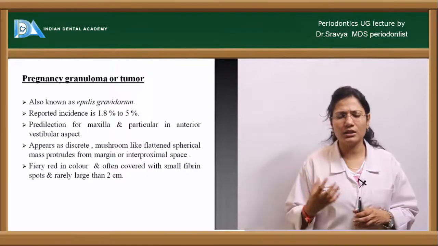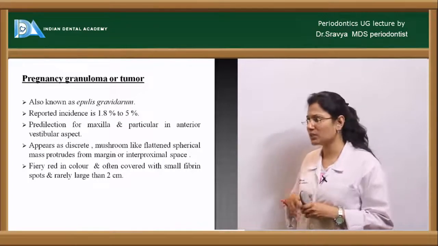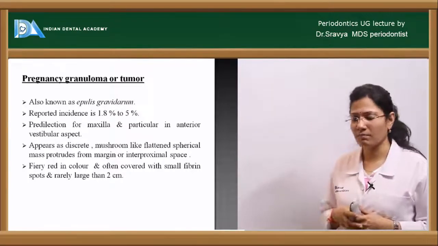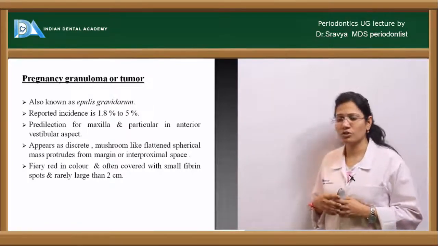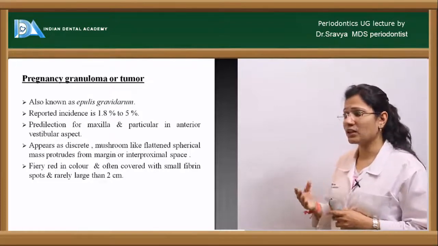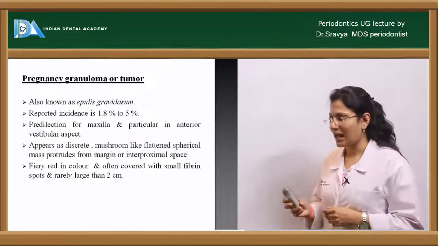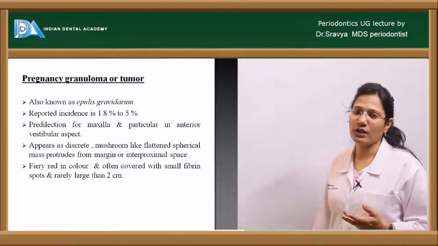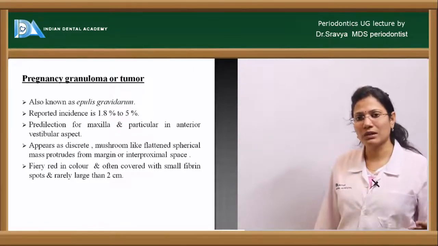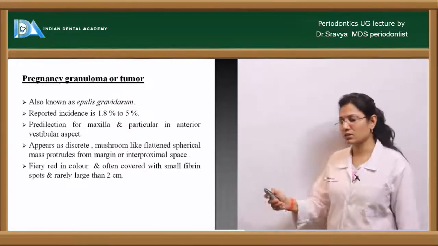It's basically a discrete mushroom-like enlargement, a flattened spherical mass. It protrudes from the marginal or the interdental space, and it's fiery red in color and often covered with small fibrin spots, and rarely is it larger than 2 centimeters. So most of the time it is less than 2 centimeters in size.